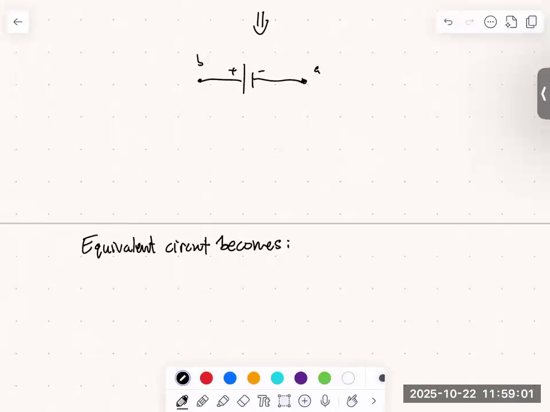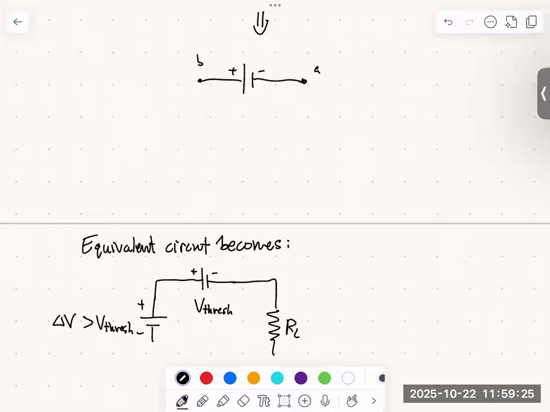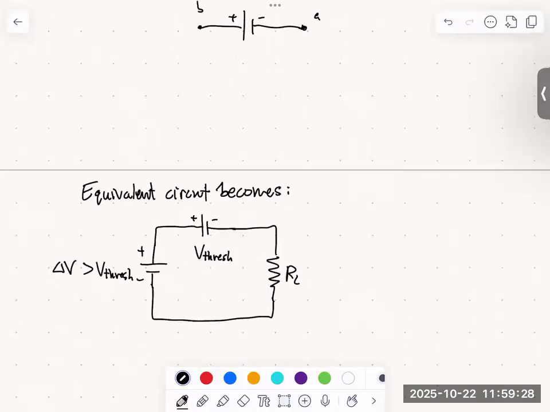All right, so we'll have our initial battery. This is delta V greater than V threshold. And then our diode gets replaced with a small battery. And this is going to be V threshold. And then we have our RL. We close the circuit and we measure the output. It's just going to be whatever the current is times RL.